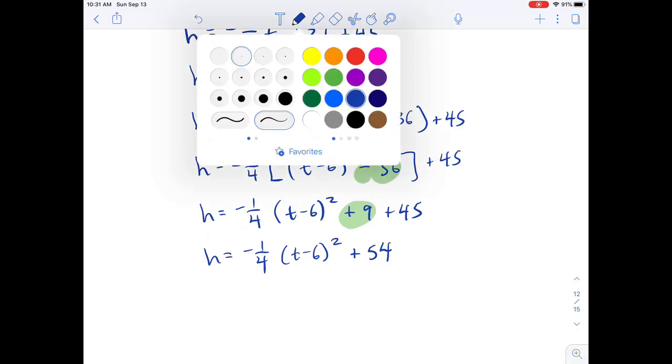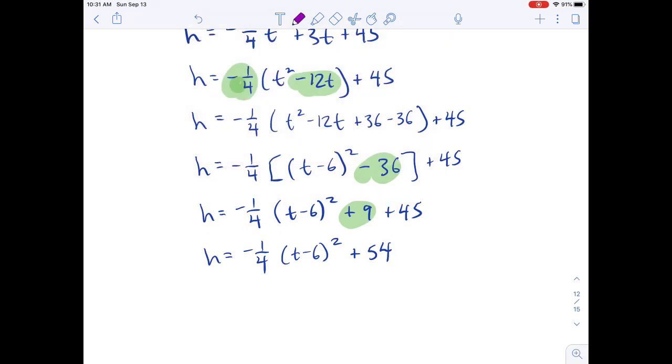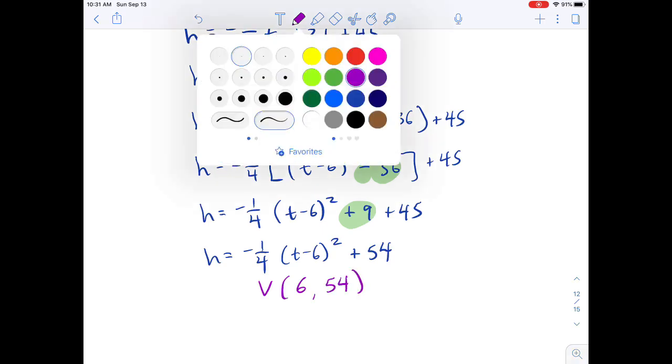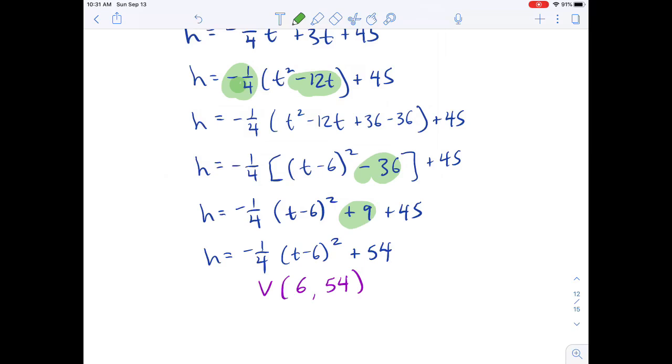So once again, the vertex form is not really what we were looking for. We're trying to answer questions about maximum values here. So we need to now take what we see and state its vertex. Well, its vertex is positive 6 and positive 54. And then we need to step back and remind ourselves, what does that actually mean? Well, the x variables now are really like t variables or time variables. And the y variable is really like an h or a height variable.